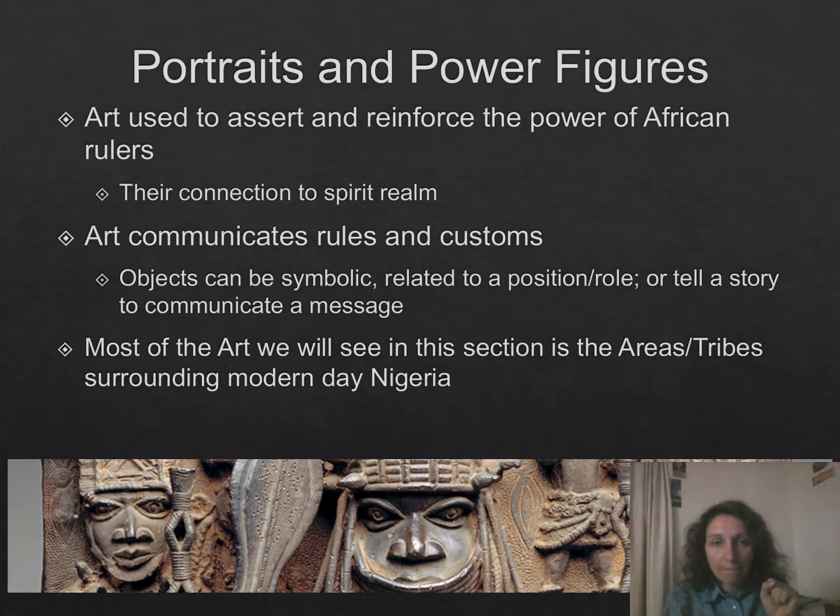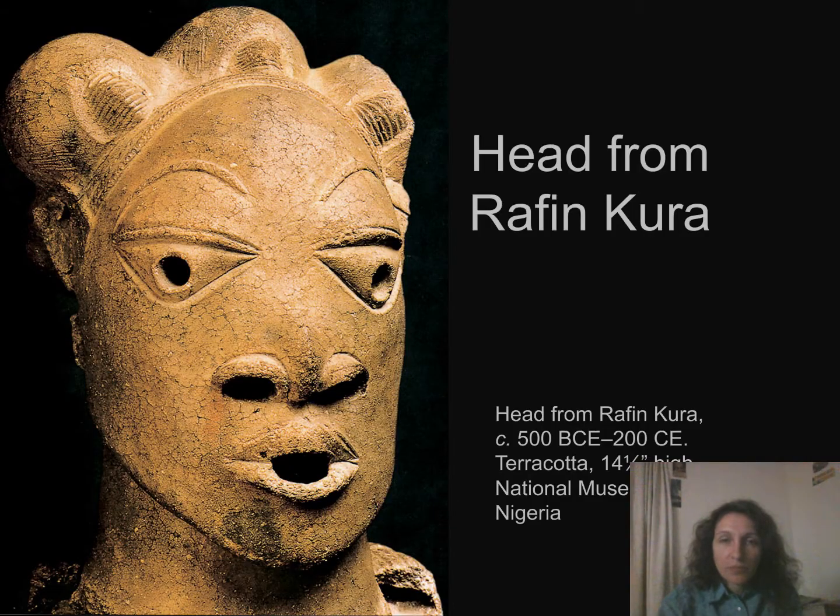All right, so first we're going to talk about portraits of powerful figures and what is used to relate how they're important and what artistic devices are used to communicate how they're important. So the first artwork we're going to look at now. All right, so this is the head of Rafin Kura. You guys know I'm really bad at pronunciation.